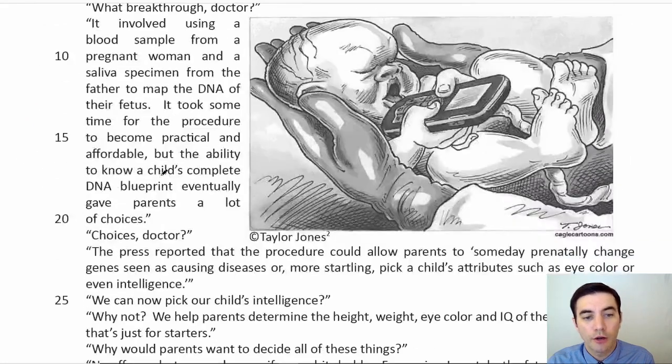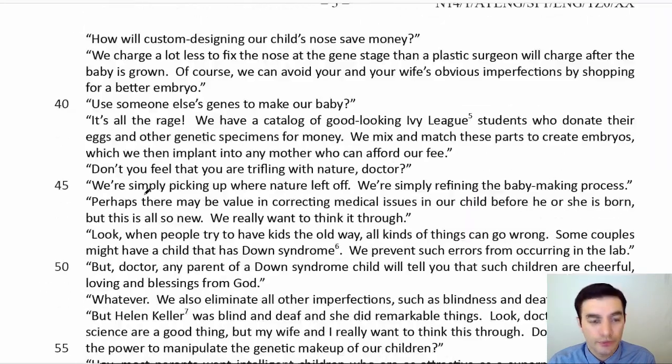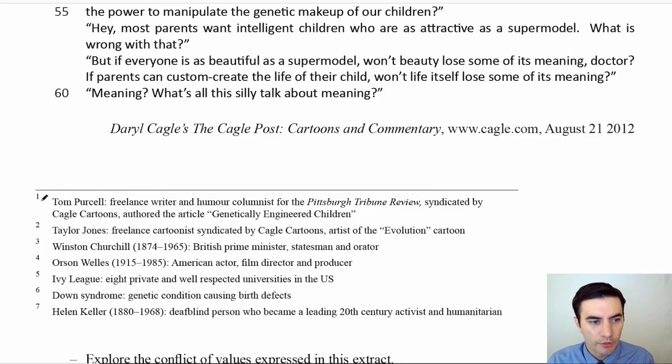Before we go all the way to the bottom, we're going to check out this Taylor Jones character who's got a funny little footnote too. So for part of our speaker, we're going to go down to the footnotes, and we've got descriptions of who Tom Purcell and who Taylor Jones are. It says Tom Purcell is a freelance writer and humor columnist for the Pittsburgh Tribune Review, syndicated by Cable Cartoons, and authored the article Genetically Engineered Children. What this means is that Tom Purcell wrote this article.